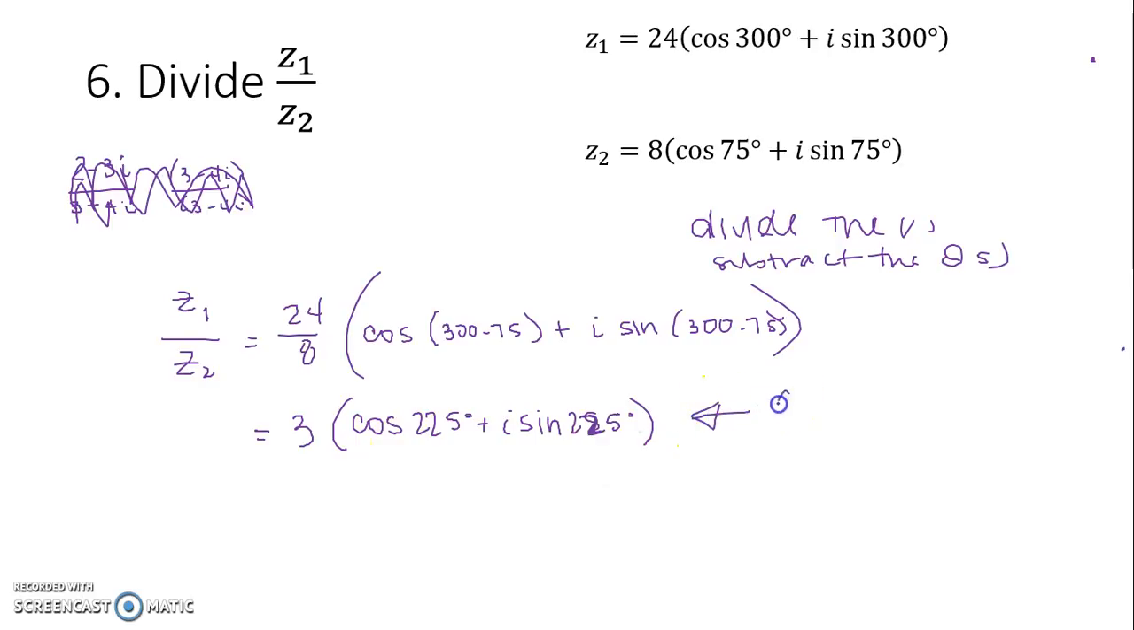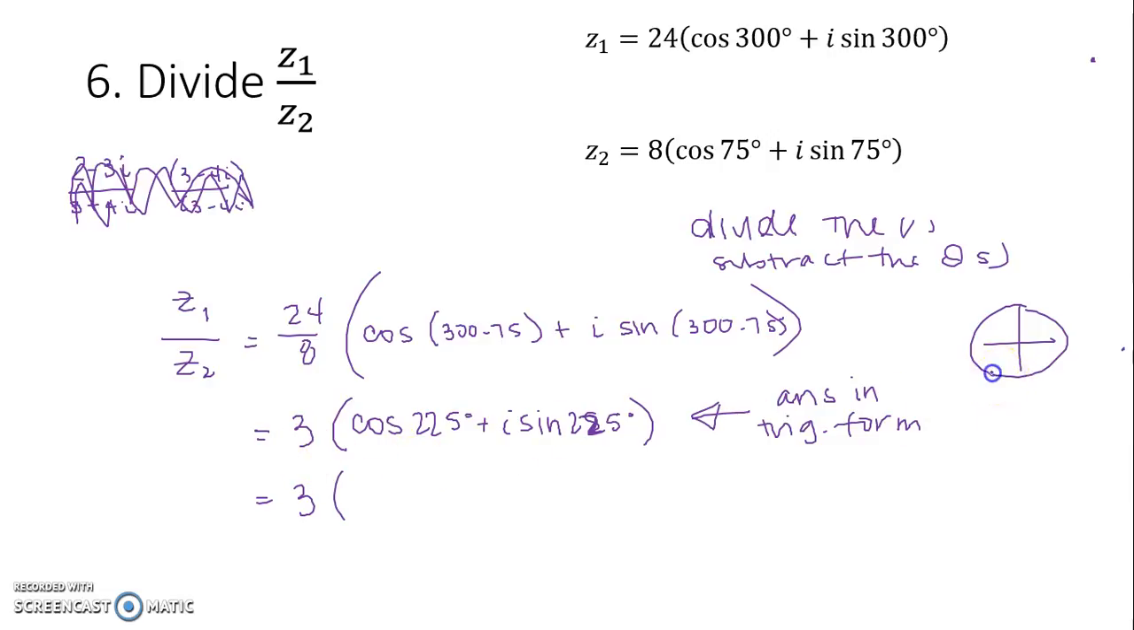This is my answer in trig form. Now a lot of the time I'll ask for the answer in standard form. So to do that, remember you just actually do the trig. So do the sine and cosine. If it's on your unit circle, which this one is, you should use those numbers. If it's not on your unit circle, then you are going to want to use your calculator.